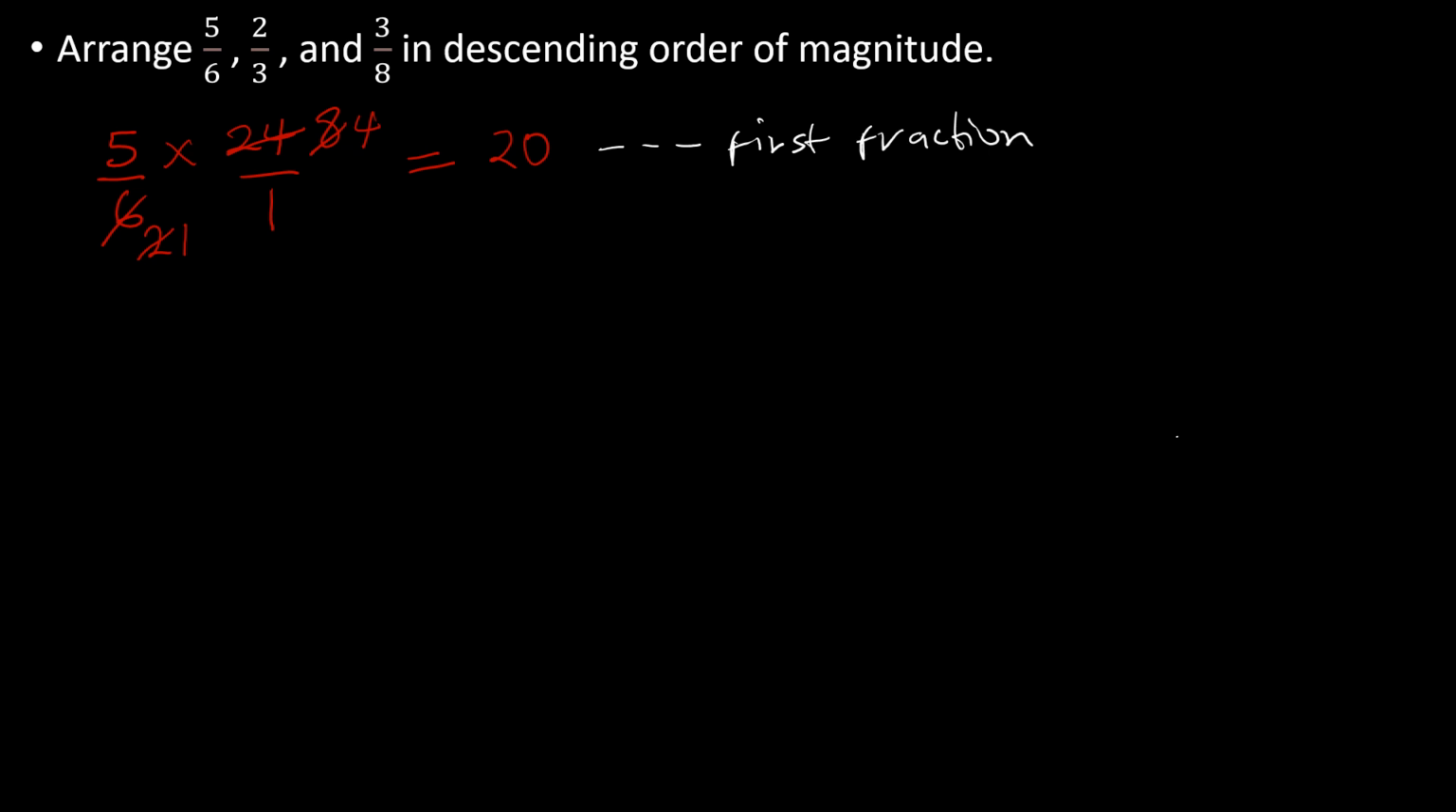Now if we move on, for the second fraction, we have 2 over 3 times 24. And when we cancel out, the 3 here gives us 1. If we divide 24 by 3, we have 8. Now if we multiply that, 2 times 8 gives us 16. And this is, of course, for our second fraction.